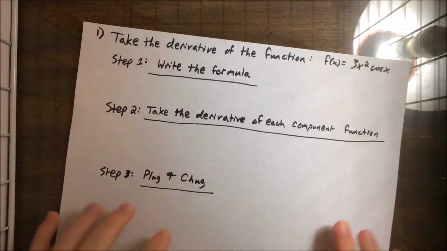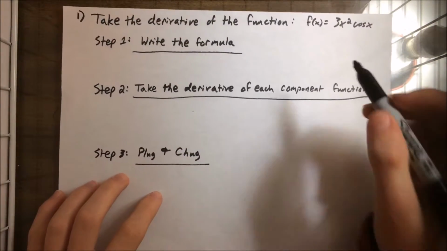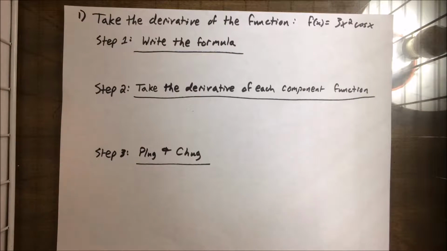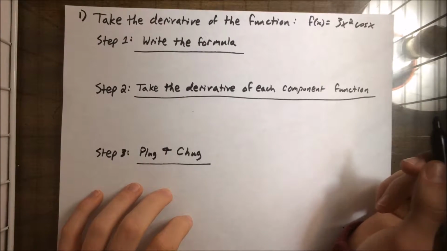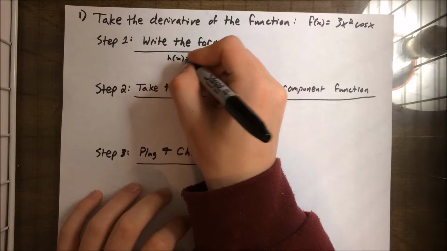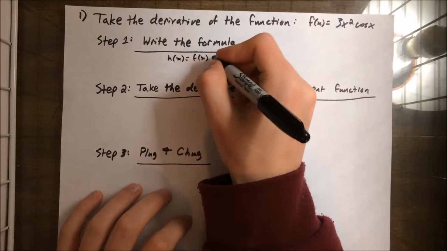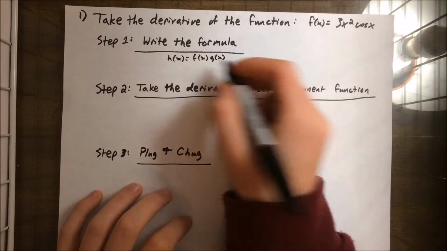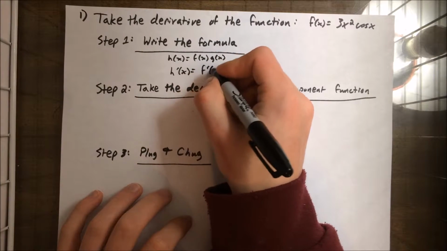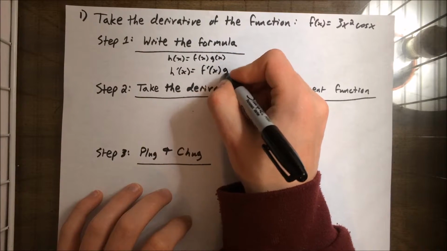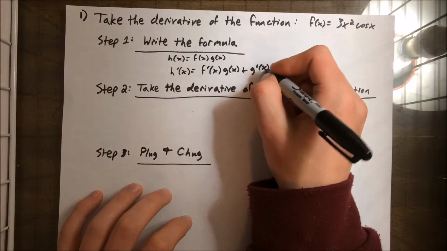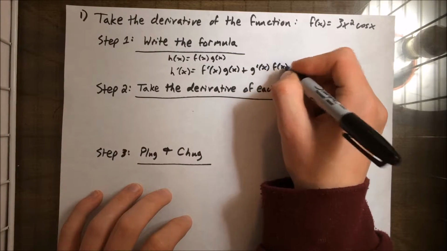So in the first example, let's take the derivative of the function f of x equals 3x squared cosine of x. So to start, step 1, let's write the formula. So h of x is equal to f of x times g of x. So h prime of x is equal to f prime of x times g of x plus g prime of x times f of x.